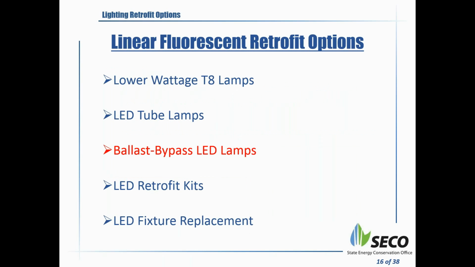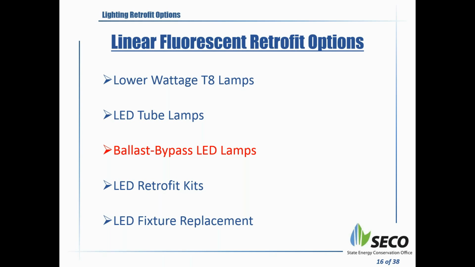Linear fluorescent retrofit options. What are the options for an energy efficiency project if you have existing linear fluorescent fixtures? One option still is to do low wattage T8. Remember, T8s were 32 watts, then they started coming in at 28 watts, then 25 watts. You could still do that, and there might be another iteration with even lower wattage. So that is still an option, and some people are still doing that.